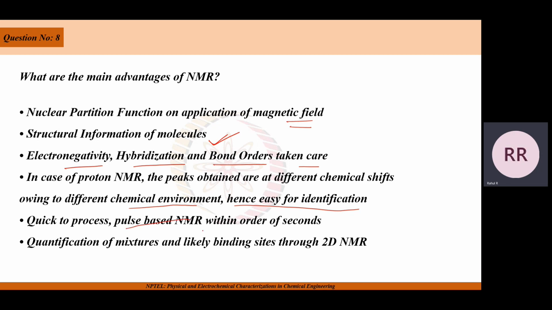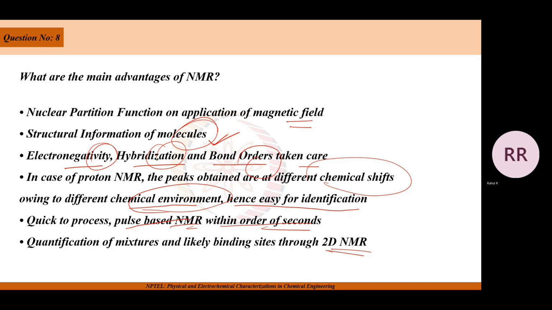There are two kinds of NMR basically. The pulse-based NMR can be done within the order of seconds. The quantification of mixtures and likely binding states can be done through 2D NMR. So major advantages: you can get the structural information, the information about the electronegativity, hybridization, bond orders, etc. And with the help of this chemical shift, which we'll discuss in the very next questions, we can get information about different chemical environments.